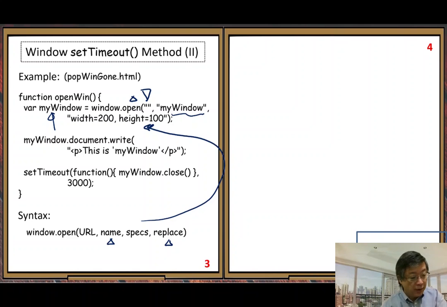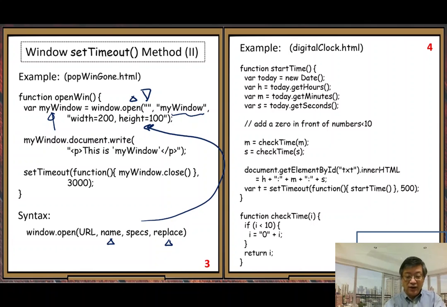All right. Next example, digitalclock.html. Here we want to display a digital clock. We can use setTimeout to display a digital clock easily. Let's take a look. That's the definition of the function. Here the main function is the startTime function. Then there is a supporting function, only doing one simple feature. We will see that quickly.